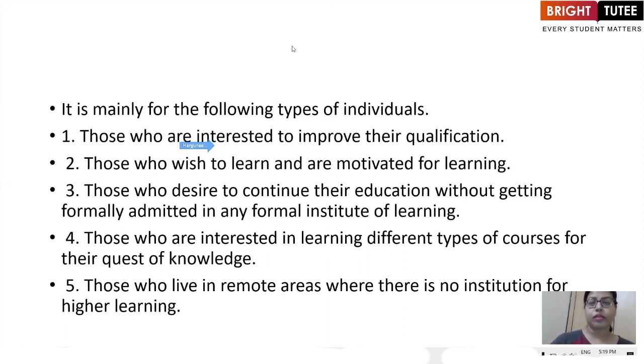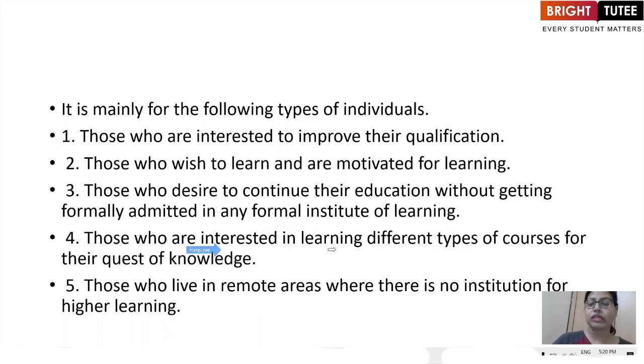Now, what kind of people it's actually useful for, that is important to understand. So it's mainly for the following types of individuals: people who are interested to improve their qualification, who want to take degrees, higher degrees; those who wish to learn and who are motivated for learning, so they can enroll themselves in professional courses and they can learn; those who desire to continue the education without getting formally admitted in any formal institute of learning. So people, who because of paucity of time, etc., who do not want to take regular classes, they can enroll for correspondence courses in any formal institute of learning.